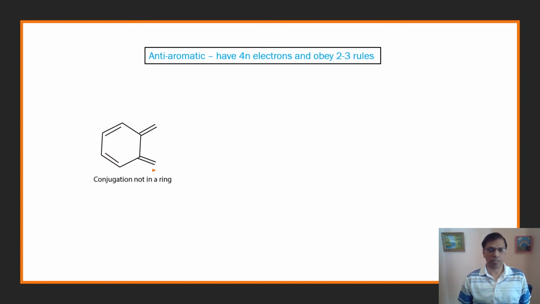Let's look at this example. You can see that there are 4 double bonds. That means it has 8 electrons. It obeys the 4n electron rule. The 4 electrons are delocalized, but they are not in a ring, and hence it does not obey all the rules, and hence the compound is anti-aromatic.